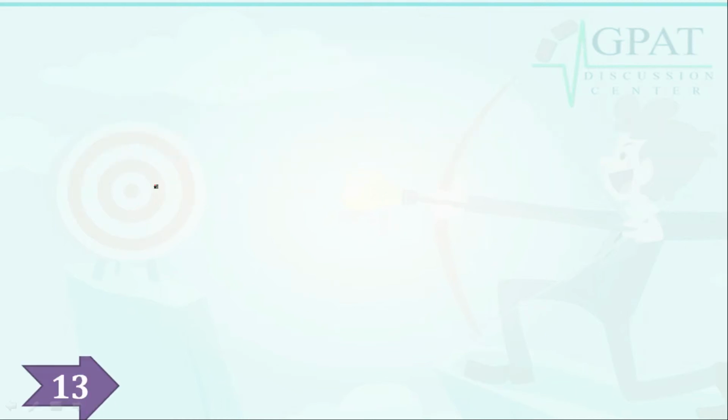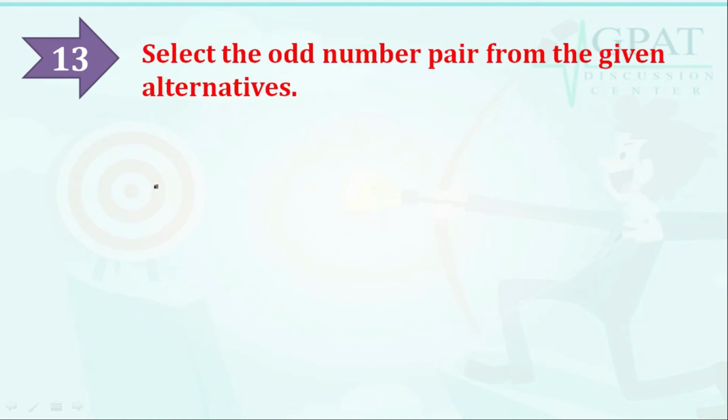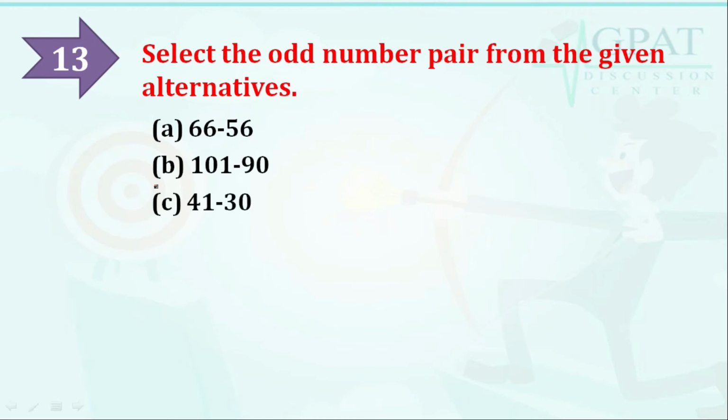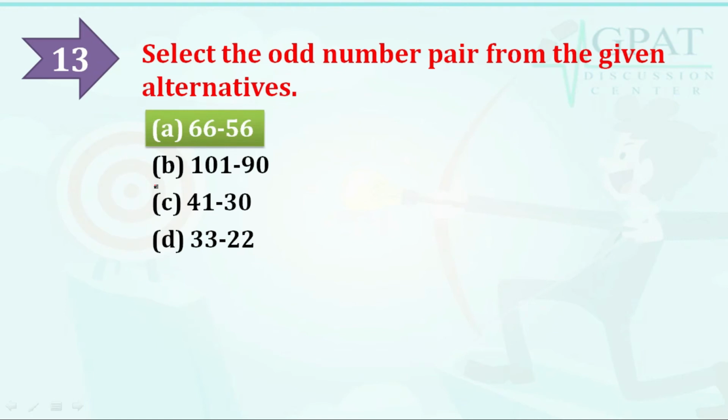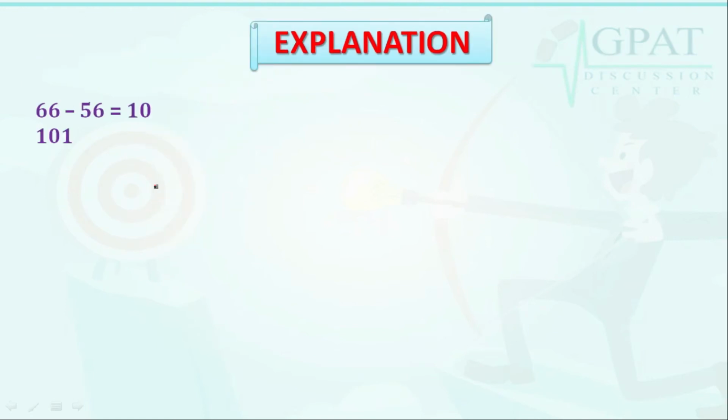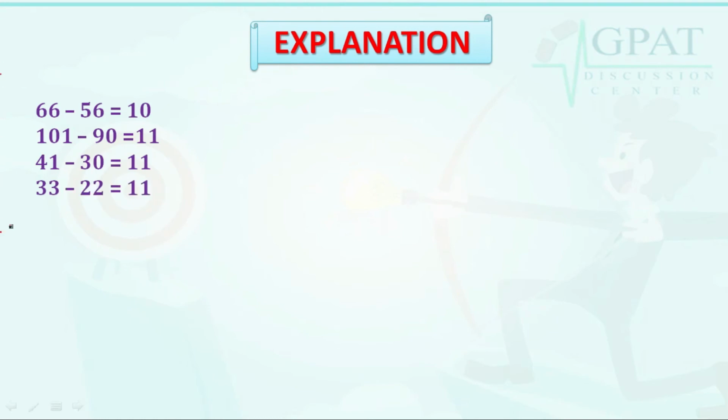Next question is: select the odd number pair from the given alternatives. The options are: option A is 66-56, option B is 101-90, option C is 41-30, option D is 33-22. So the odd number pair from the given alternatives is 66-56. How is it possible? The explanation shows that the difference here is 10, and in the rest the difference is 11. So this is the odd one because these three are the same.